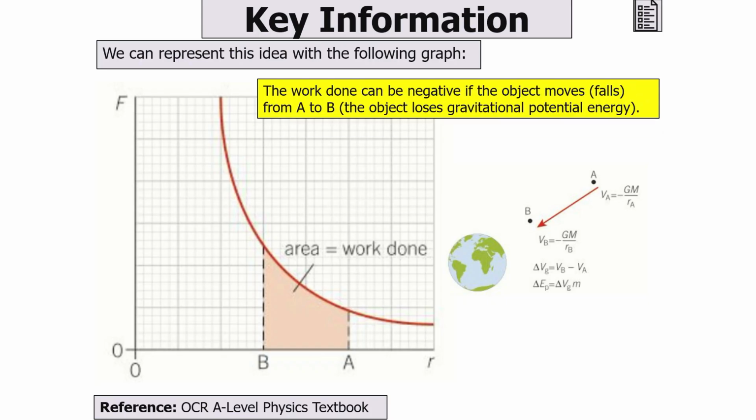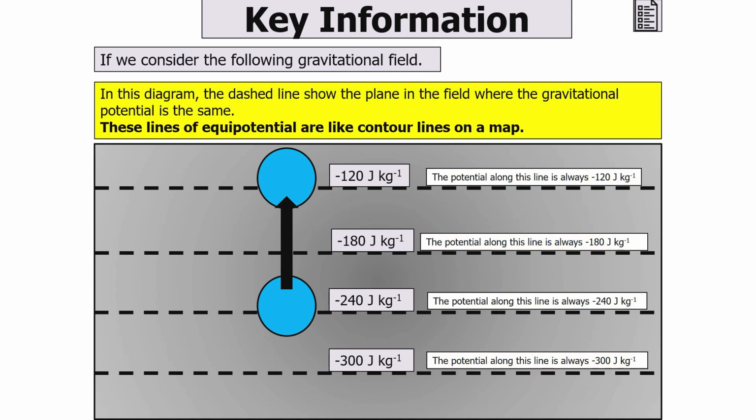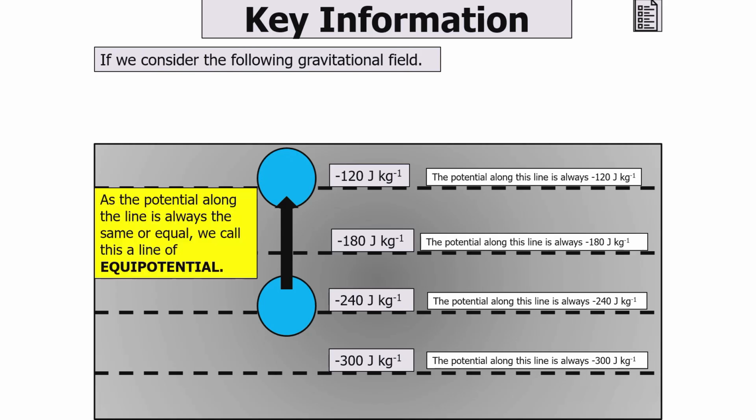Now the work done can be negative if the object moves or falls from A to B and it loses gravitational potential energy. As we can see in these diagrams, the dashed lines show the plane of the gravitational field where the gravitational potential is the same. So in this diagram we call these lines of equipotential, and they're like contour lines on a map. As the potential along the line is always the same or equal, we call it the line of equipotential.